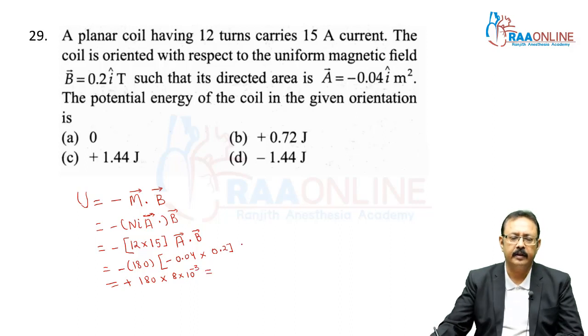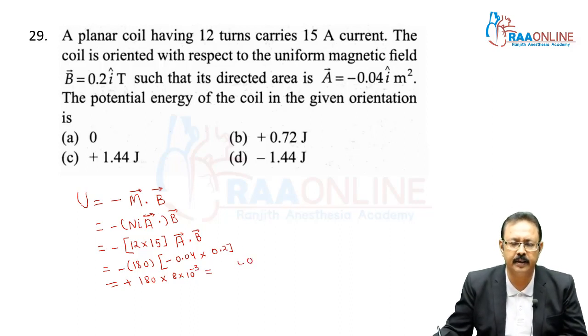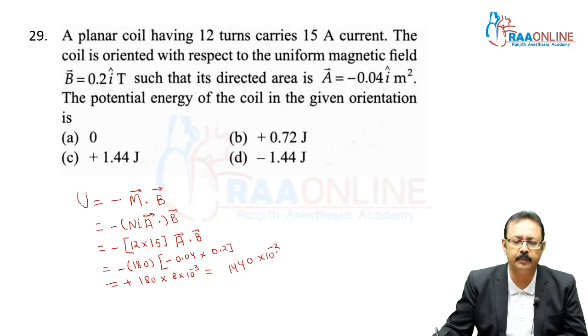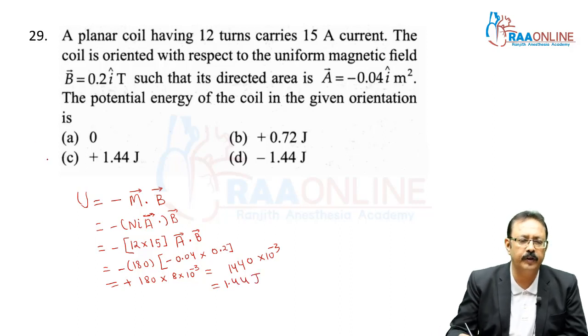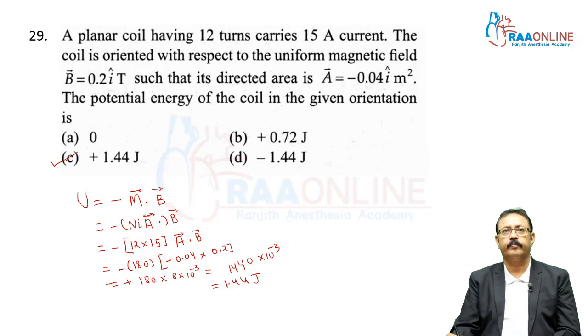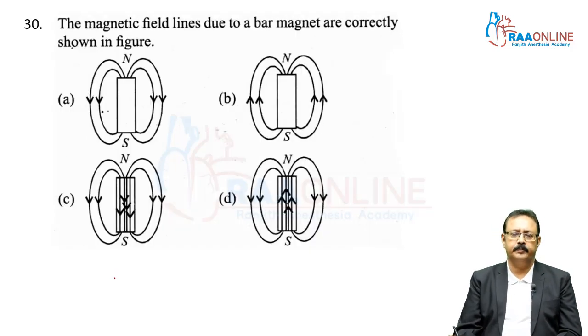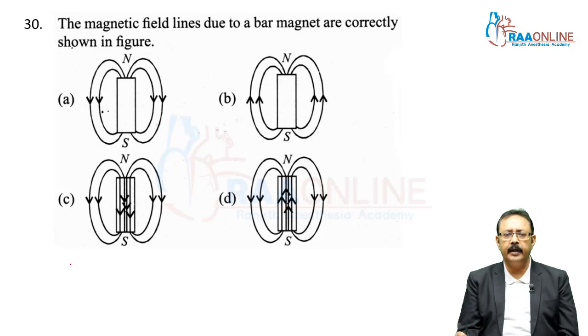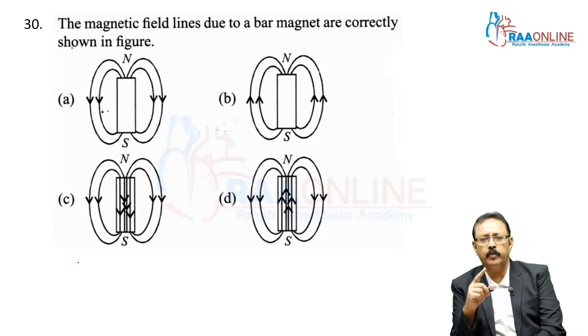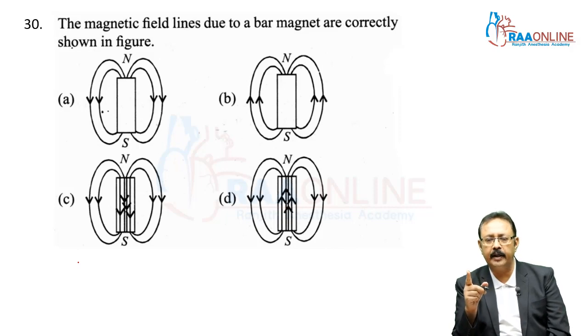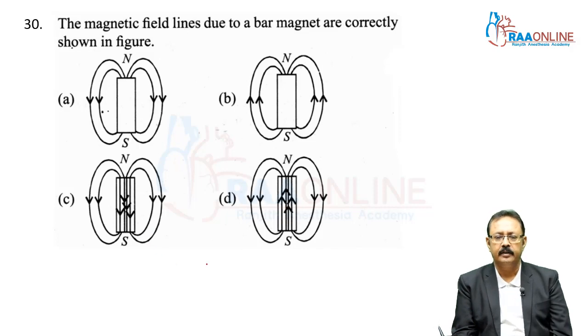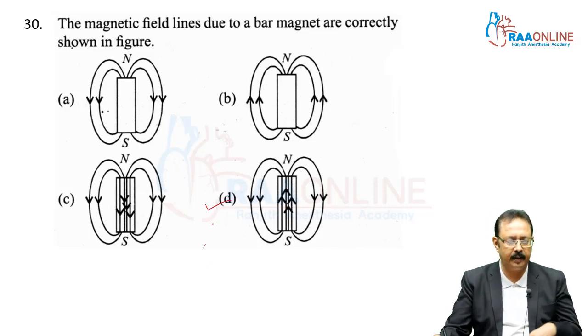So what are we getting? 8 times 18 is 144, into 10 to the power minus 3. Put the decimal after 3, please. So we will get 1.44 joule. So we will go with option C. 30th problem. We know that magnetic lines are moving from north to south outside, but inside the magnet from south to north. So we will go with option D. So 30th problem, option D is correct.